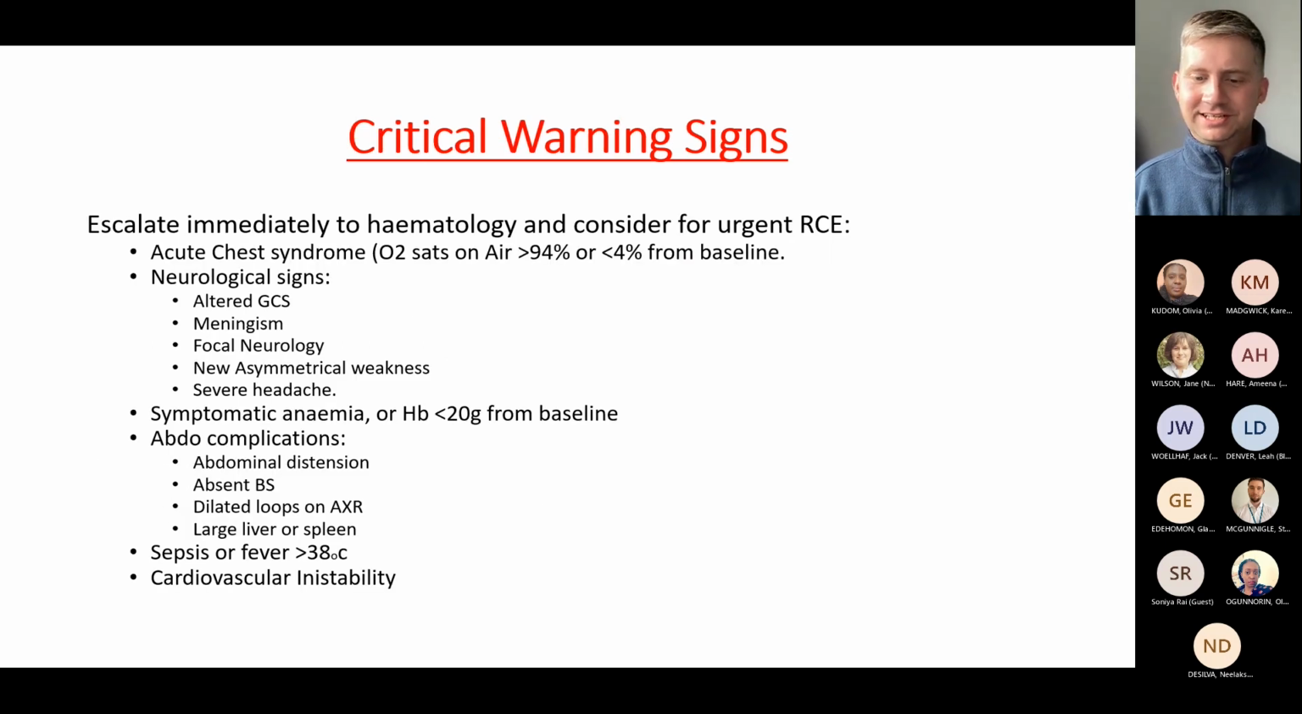So critical warning signs, guys. If they come into A&E, they've presented in majors or in resus. What are the major things that we see that might worry us? Low saturations. Yeah.